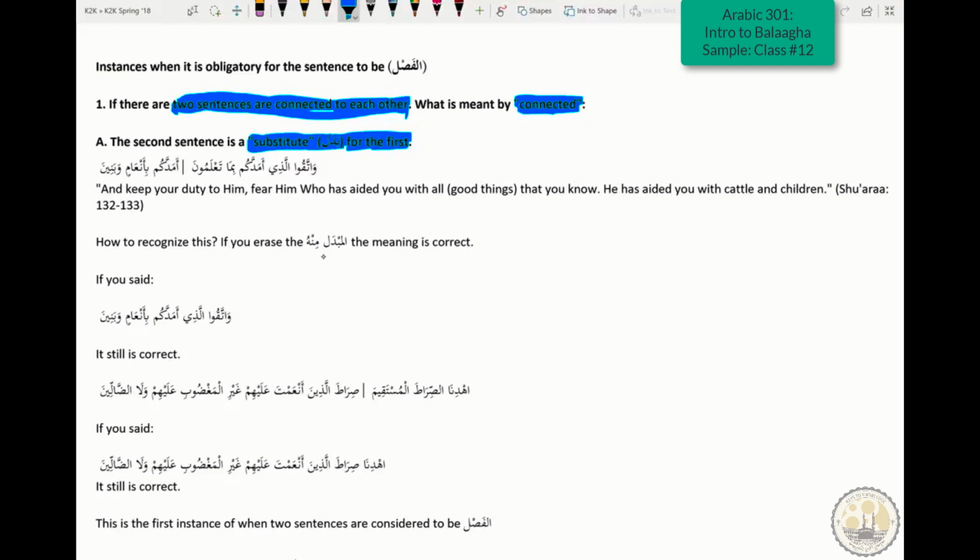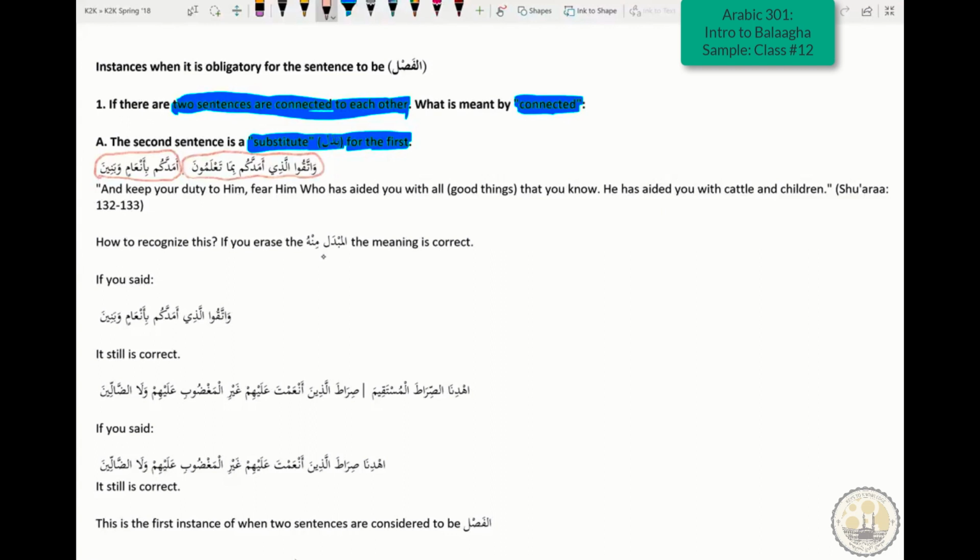وَاتَّقُوا الَّذِي أَمَدَّكُمْ بِمَا تَعْلَمُونَ أَمَدَّكُمْ بِأَنْعَامٍ وَبَنِينَ. All right? Let's take a look at these two verses. The first sentence we have here: وَاتَّقُوا الَّذِي أَمَدَّكُمْ بِمَا تَعْلَمُونَ. And keep your duty to him, fear him who has aided you with all good things that you know. The second sentence, أَمَدَّكُمْ بِأَنْعَامٍ وَبَنِينَ. He has aided you with cattle and children.